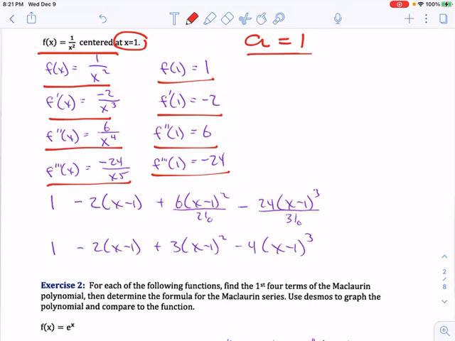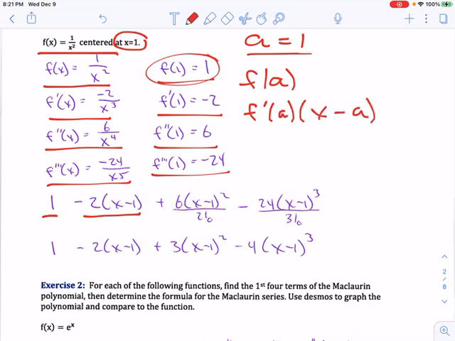Now, putting that together into my little formula, the first thing we want is f of a. And so f of a is just 1. The next term is f prime of a times x minus a. So f prime of a is negative 2. And a, of course, is 1. So we get x minus 1. And that's it.